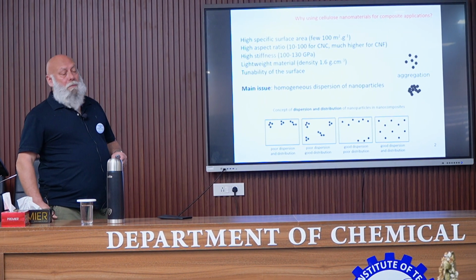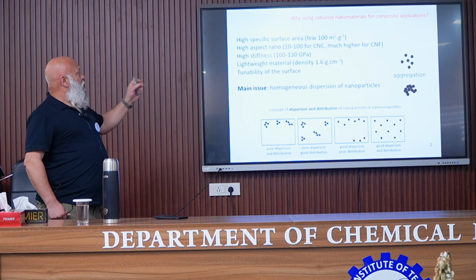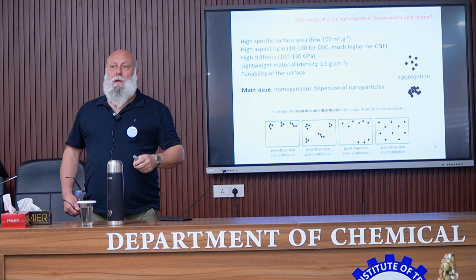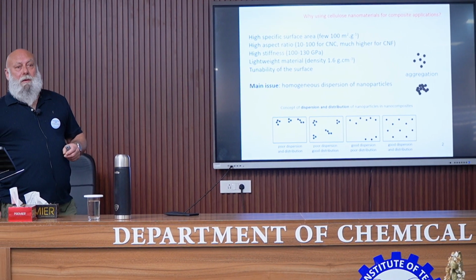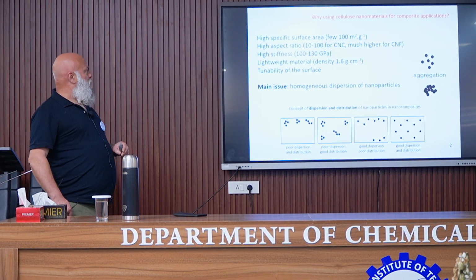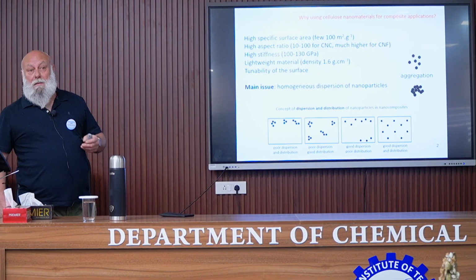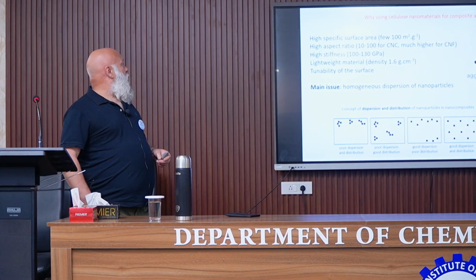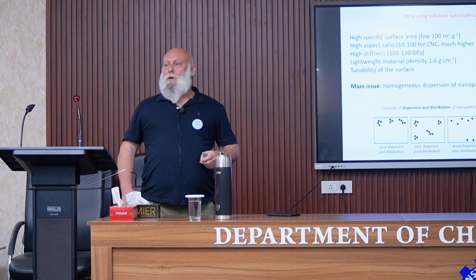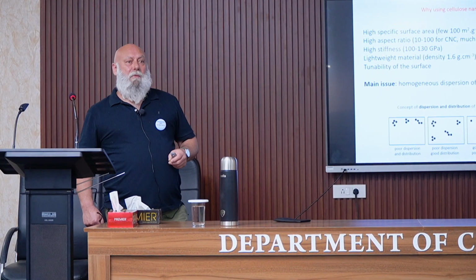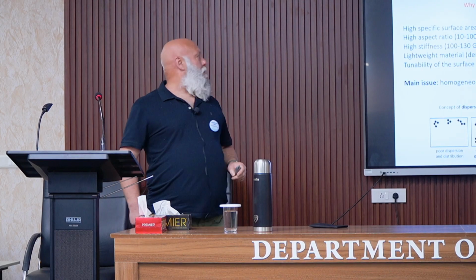The aspect ratio is also important. We'll see later why. So remember that it ranges from 10 to 100 for cellulose nanocrystals, depending on the source of cellulose and on the acid hydrolysis condition. And for cellulose nanofibrils, it's much higher. So the stiffness is, of course, important: 100 gigapascal for the modulus for cellulose nanofibrils, 130 gigapascal on average for cellulose nanocrystals. This is important, but we'll see that maybe it's not the most important.